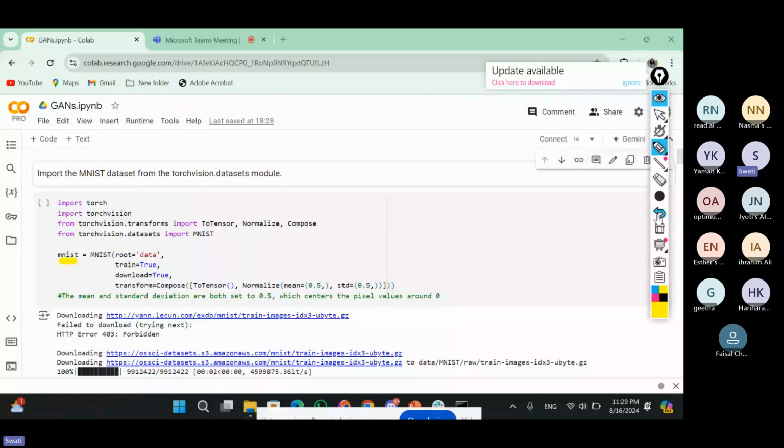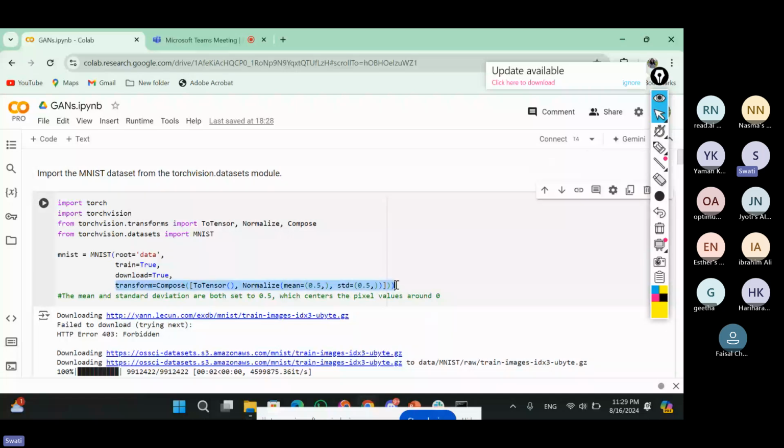So we will apply some kind of transformation here. We are basically normalizing the images with mean equal to 0.5 and standard deviation also 0.5. So now all the pixel values in the images will have values between -1 and 1 by doing this normalization.